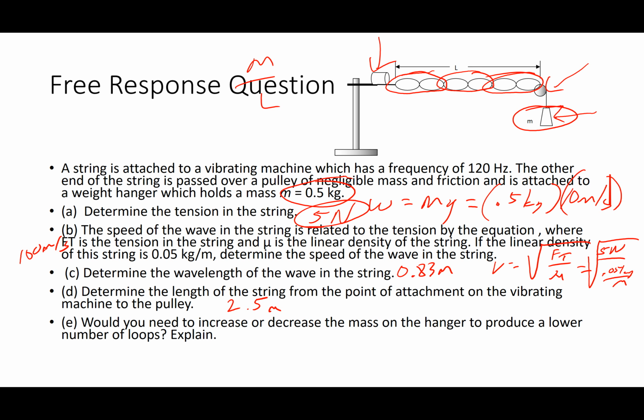To make it have more tension, we're going to have to increase the mass on the hanger. So increasing the mass on the hanger will increase the tension in the rope, which will increase the speed of the wave going through the rope. And since the frequency can't change because it's determined by the vibrating machine, the wavelength will then get longer. So we're going to need to increase the mass on the hanger.